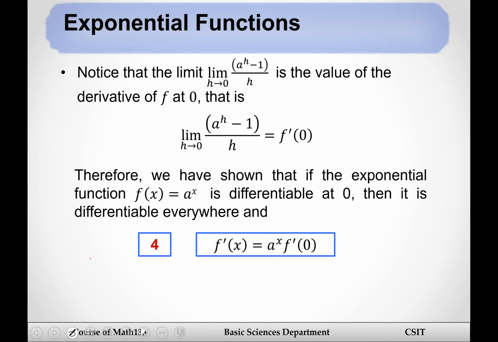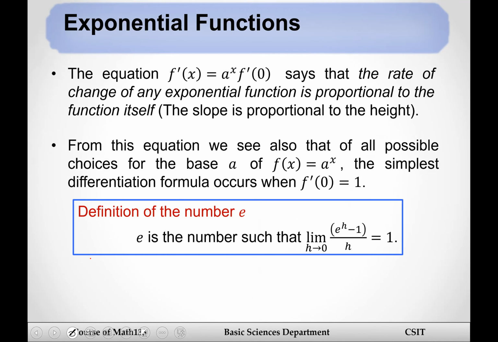So f prime of x is equal to a to the x times f prime of 0. But what is f prime of 0? We computed this. So in the case of the exponential, when the base is e, we know that f prime of 0 is equal to 1. So we have this formula.